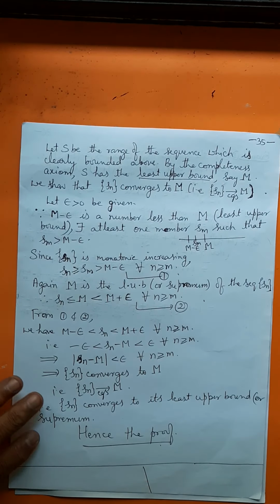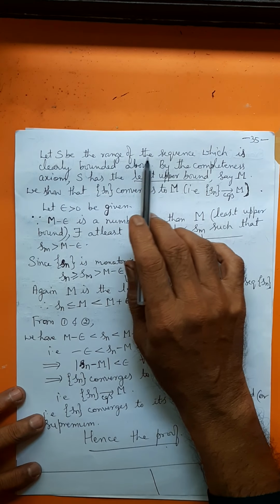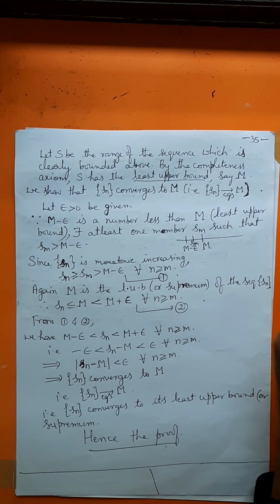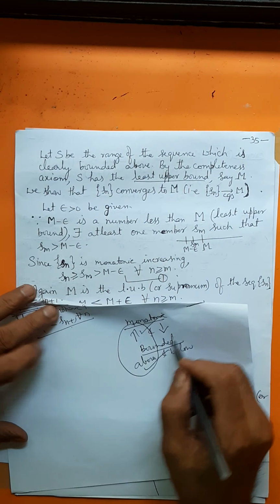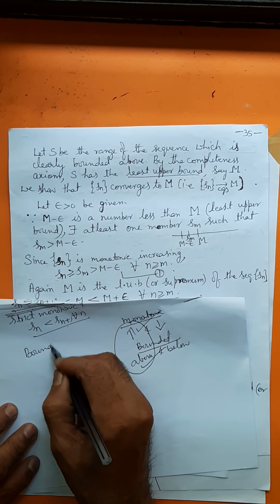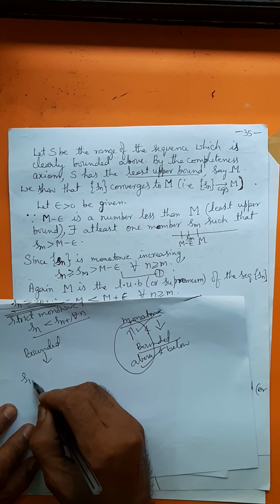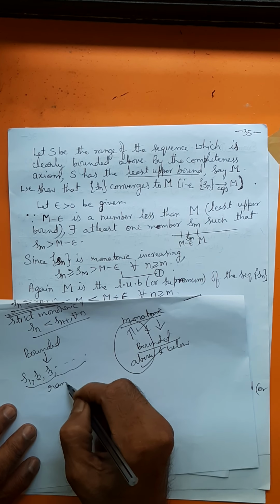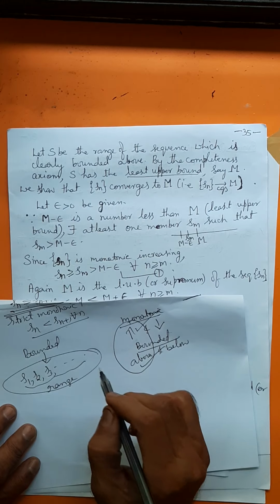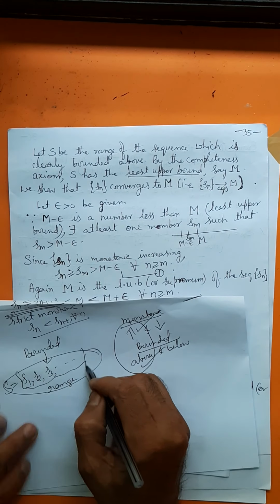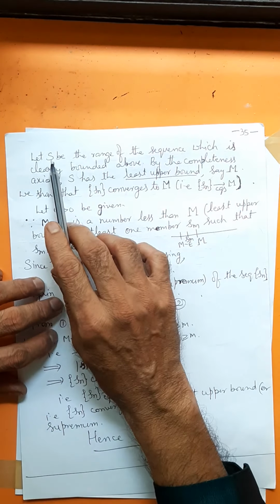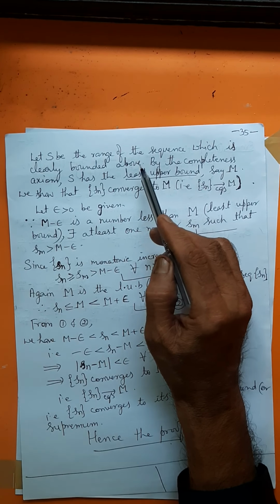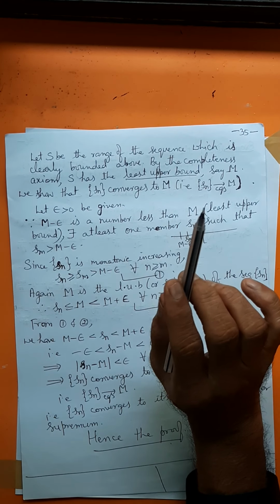Okay. Let S be the range of the sequence. Right? When you say that the sequence is bounded, its range is nothing but the members of the sequence. The terms of the sequence is the range. When you say that the sequence is bounded, the range is bounded. Range set S, and the range is bounded. Let S be the range of the sequence which is clearly bounded above. Because the sequence is bounded above, the range is bounded above.